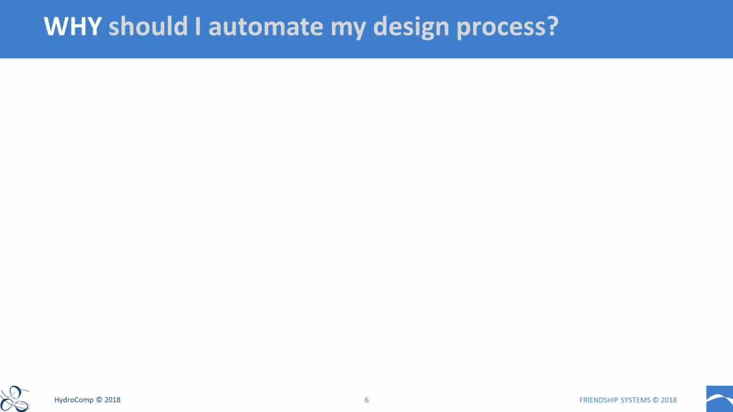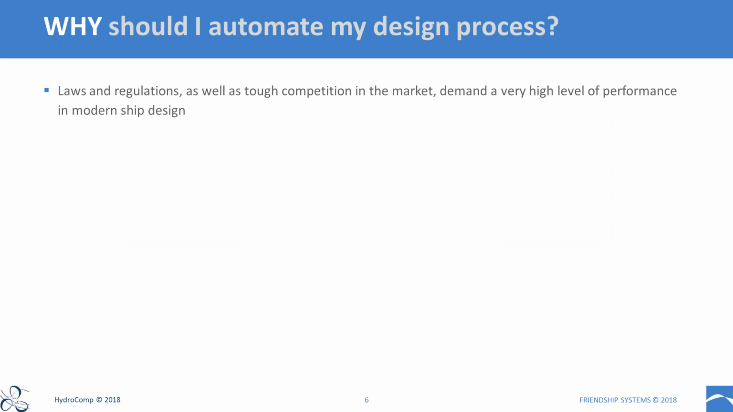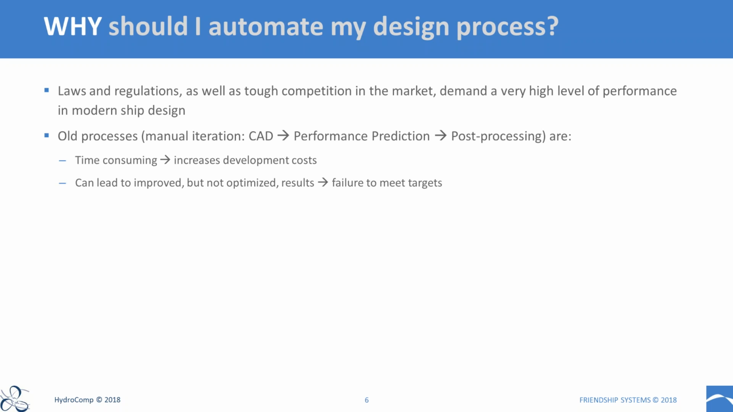So just some questions to get started. Why should I automate my design process? Maybe it's more or less clear, but the situation nowadays in terms of laws, regulations, but also the competition on the market demand that the designs that are generated in ship design have to have a very high level of performance. And let's say an old iterative manual process is not necessarily suited to achieve these high levels of performance.